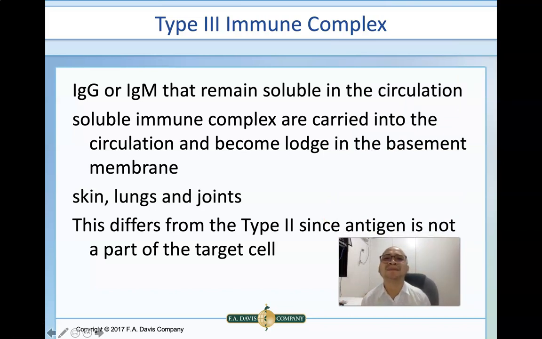This is somehow similar to type 2. Why? Type 2 involves IgG and IgM. Same. Type 3 would also involve IgG and IgM. However, the IgG or IgM here will remain soluble in circulation, as a soluble immune complex. They will be carried into the circulation and become lodged, deposited in the basement membrane. What basement membrane? Basement membrane of the skin, lungs, and joints.